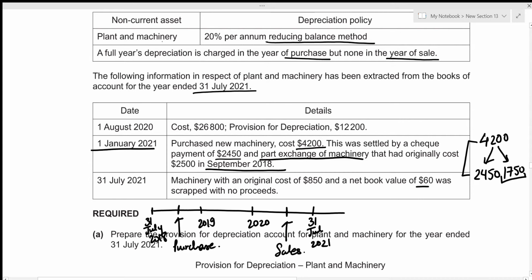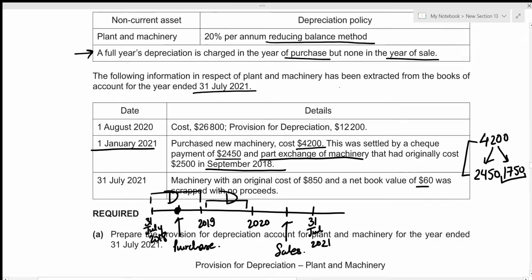And according to our depreciation policy, a full year's depreciation is charged in the year of purchase, meaning that for this particular year, even if the machinery was purchased in between the year, a full year's depreciation is to be charged. So for this year, we charge the depreciation. For this year, obviously, full year it was used, so we're going to charge the depreciation there as well.